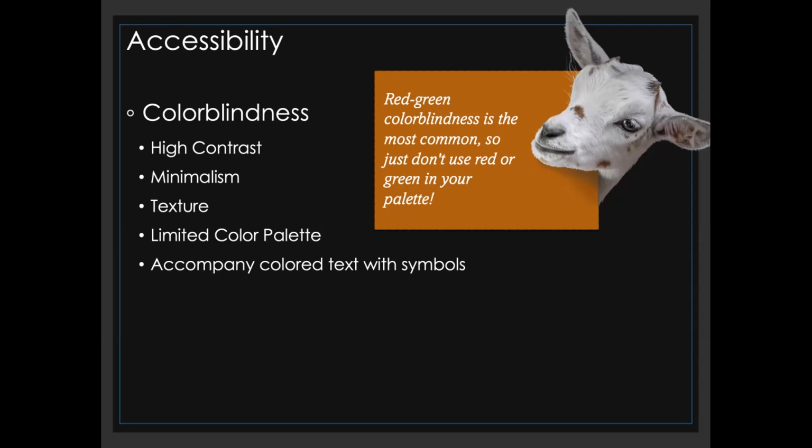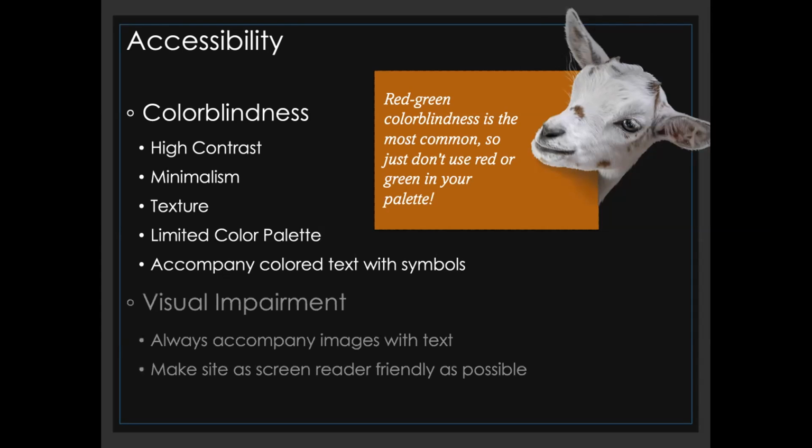Add some texture to your site, and you can use images or symbols to further differentiate other than color. You can have some text be bold in addition to being green. Also, having a limited color palette helps. And honestly, most web browsers now have the ability to view a site as if you were colorblind, so you can preview stuff before you push it forward to your patrons.